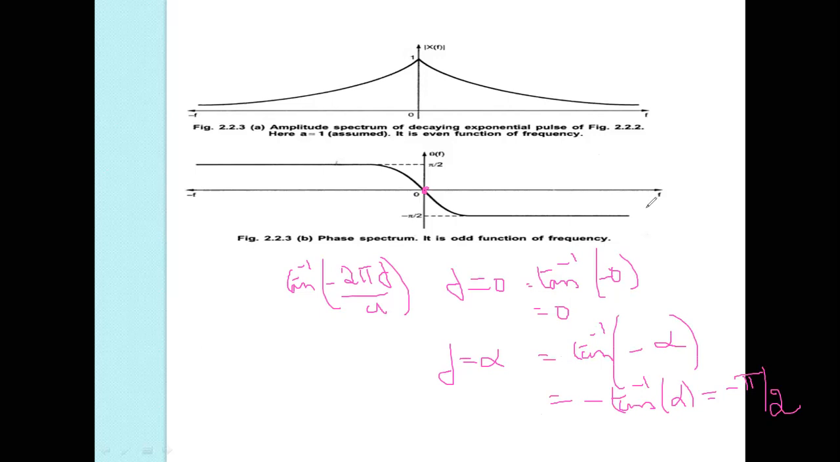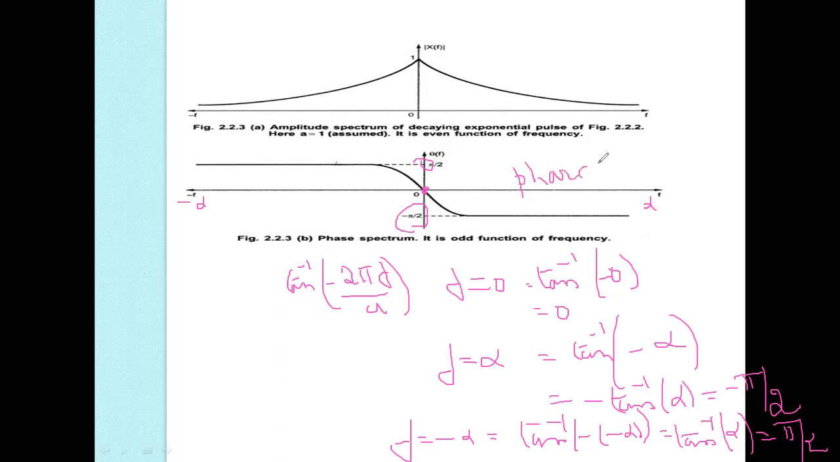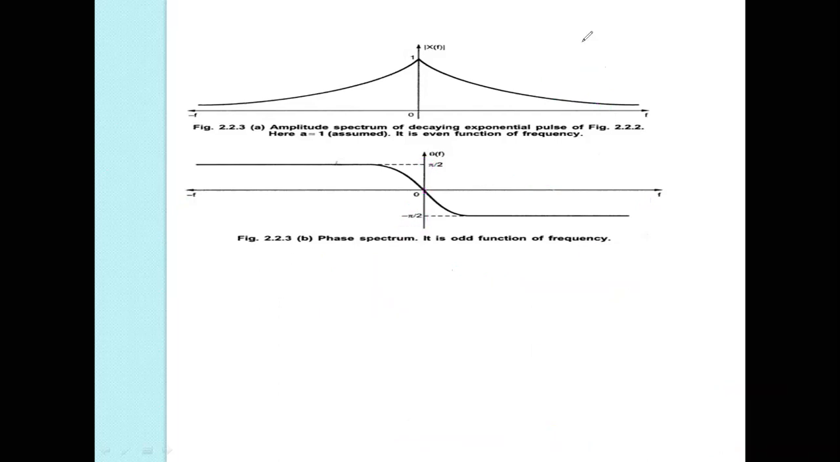For positive values, let us say infinite is there, the angle is minus pi by 2. Now I am taking f is equal to minus infinite. Tan inverse of minus of minus infinite becomes tan inverse infinite only. That value is pi by 2. So for minus infinite, the angle is pi by 2. That is the phase spectrum and magnitude spectrum. Understood, my dear students? So very important it is.